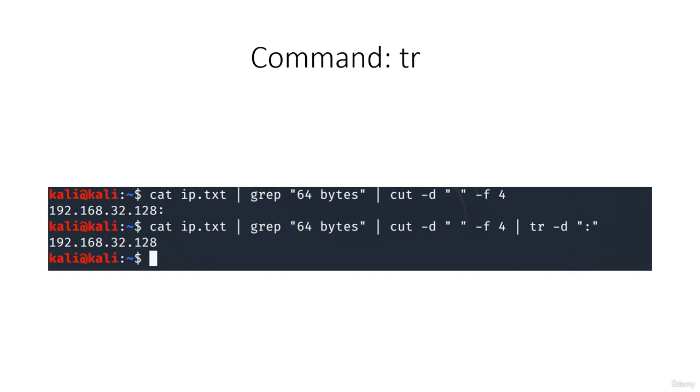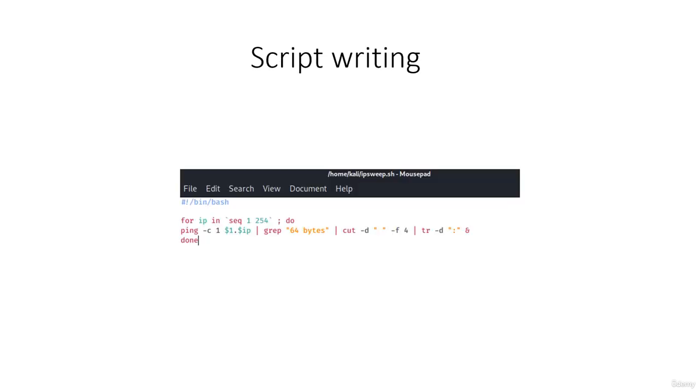Which means that the translate command adds another delimiter, which is -d, to remove the colon. Thus the result is in a valid form of IP address that we can use for IP sweep. So let's now talk about the script writing.